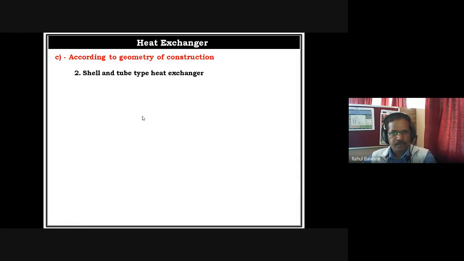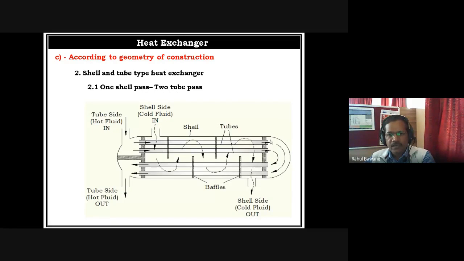Now, shell and tube type heat exchanger, one shell pass and two tube pass. So shell is one shell pass, two tube pass. Whatever be the fluid passing through the tube has two passes. So hot fluid entering here, because of this partition it can move this side. So hot fluid will enter and pass through this top tube only.